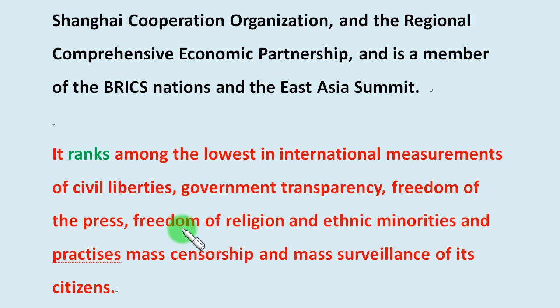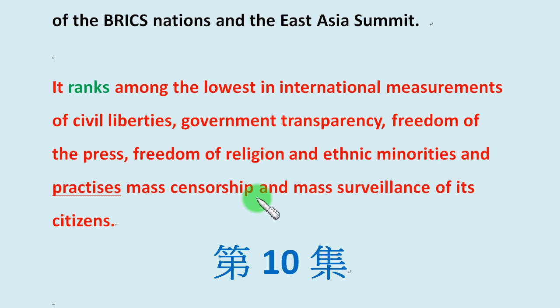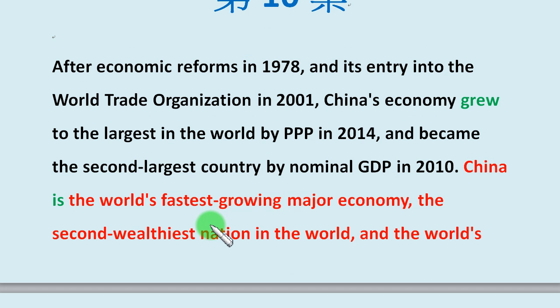the East Asia Summit. It ranks among the lowest in international measurements of civil liberties, government transparency, freedom of press, freedom of religion and ethnic minorities, and practices mass censorship and mass surveillance of citizens.